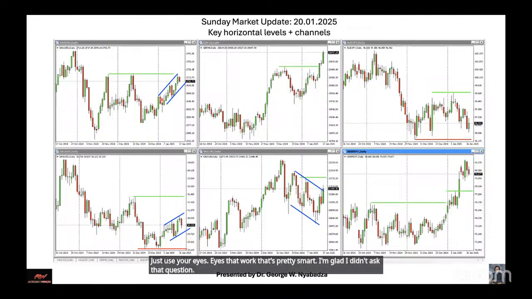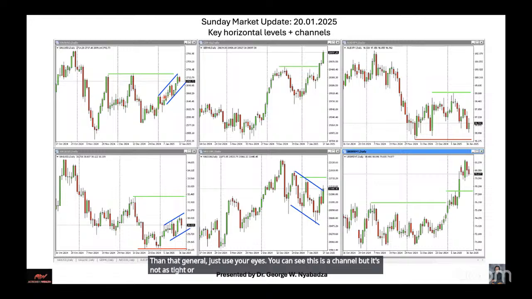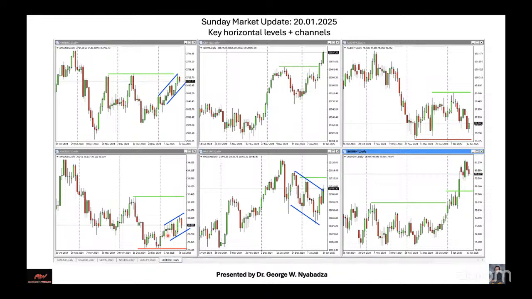So there's a tight bull channel. George, why do you say that channel is tighter than that channel? Well, just use your eyes. You can see this is a channel, but it's not as tight as that. So the bulls creating this in the silver are not as urgent. They could be as strong, but they're not as urgent, as determined, as the bulls up there. So the silver bulls are not as eager as the gold bulls.